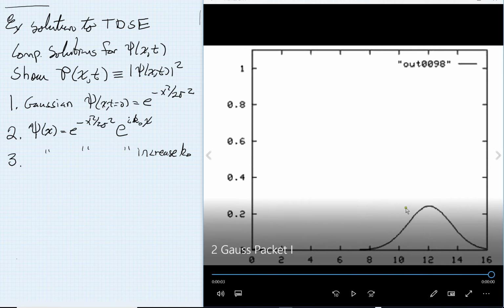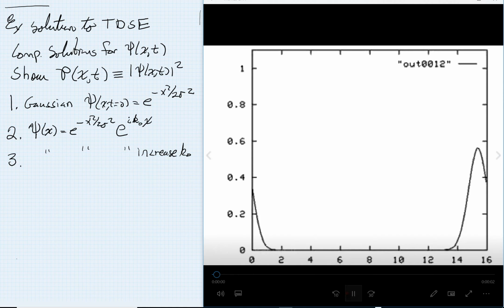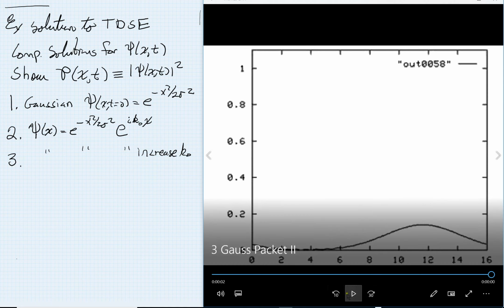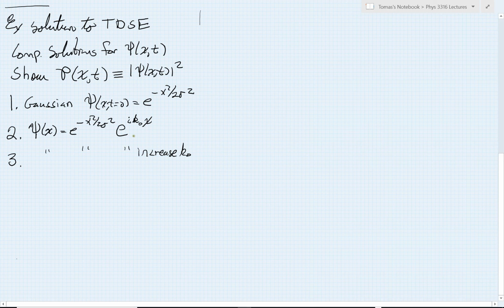Now if I increase k, this is what I see. I hope you can notice that it's just moving much more quickly now. That's because this k naught corresponds to the momentum of my particle, and I've increased my momentum. Remember, it corresponds via the relation p equals h bar times k naught.